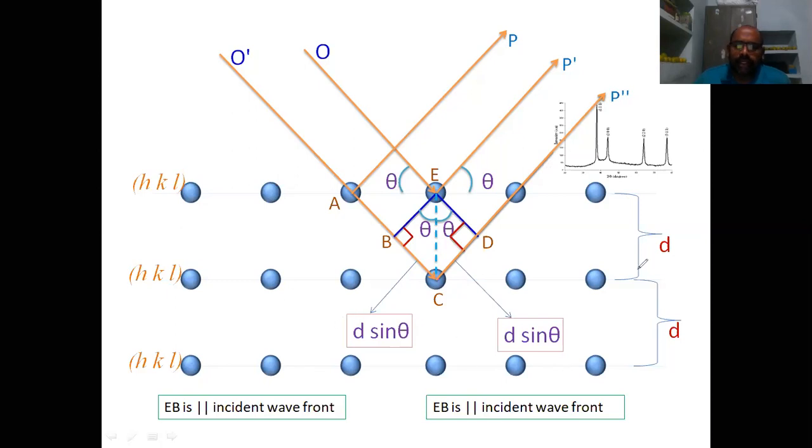So we have to add these to get the total path difference. We do it in the next slide. EB is parallel to the incident wavefront, and ED is parallel to the scattered wavefront. According to that, we have drawn the normals. Now we see the total path length.